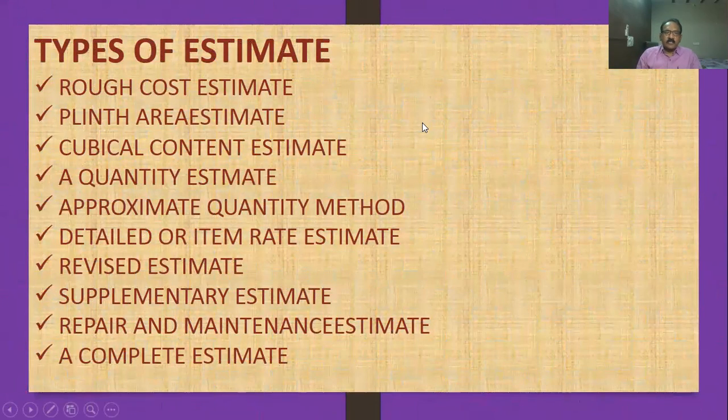What are the types of estimates? There are several types of estimates: rough cost estimate, plinth area estimate, cubical content estimate, approximate quantity method, detailed or item rate estimate, revised estimate, supplementary estimate, repair and maintenance estimate, and complete estimate. We'll discuss these in the next class. Thank you.